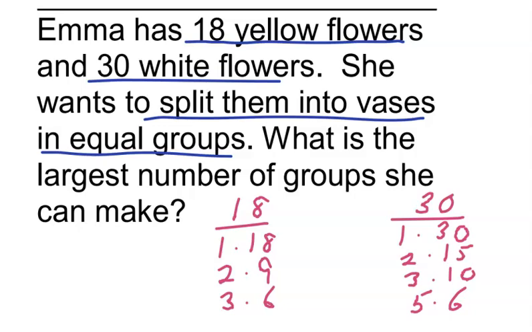So now we just have to look and see what is the largest number that is in both of these, and it looks like the most groups we can do with 18 and 30 flowers would be 6 if we want to put the exact right amount and not have any left over. Okay, that would be the largest number of groups she can make, is 6 groups of the yellow flowers and the white flowers.